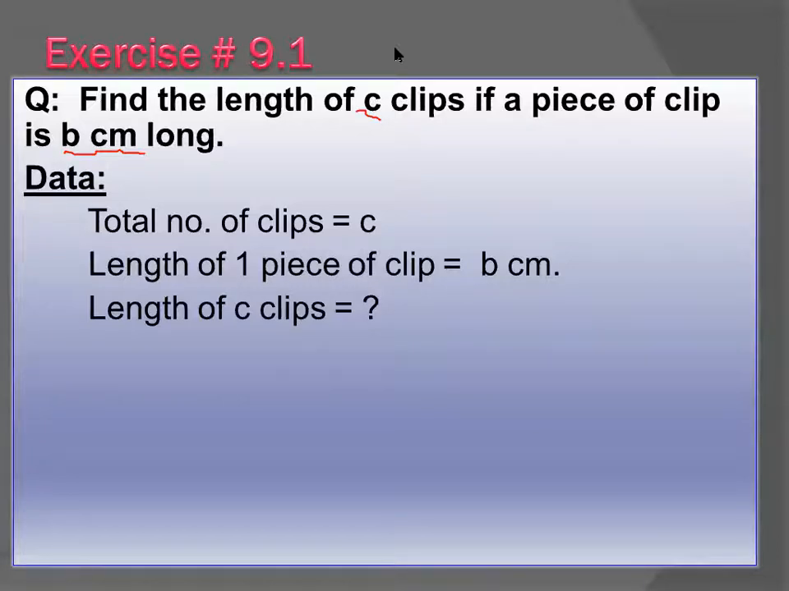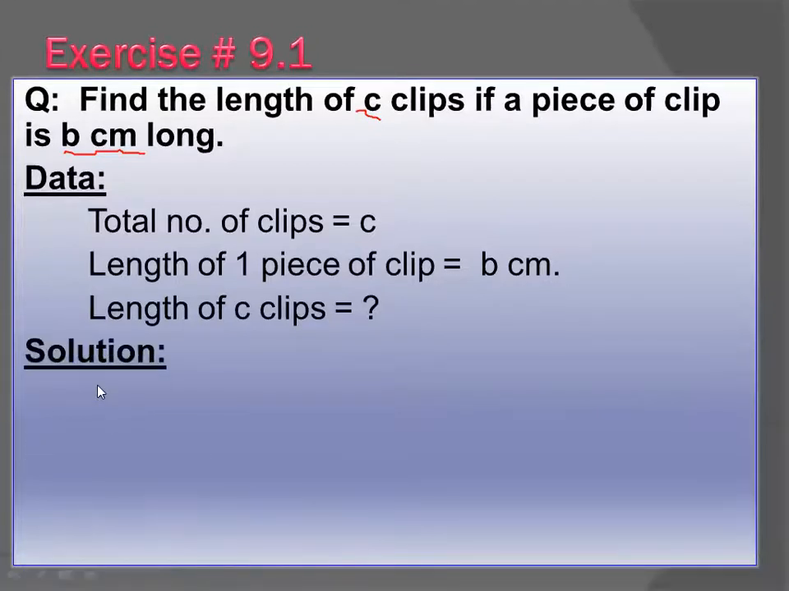Here you have to find out the total length. So here you will perform multiplication. Here the length of one thing is given to you. Okay, now listen to me. When you have the value of one thing and you have to find out the value of the whole length or whole pieces or whole thing, you will perform multiplication. When the value of one thing is given, and you have to find out the value of the total number of things, you will perform multiplication. So here I'm going to perform multiplication.